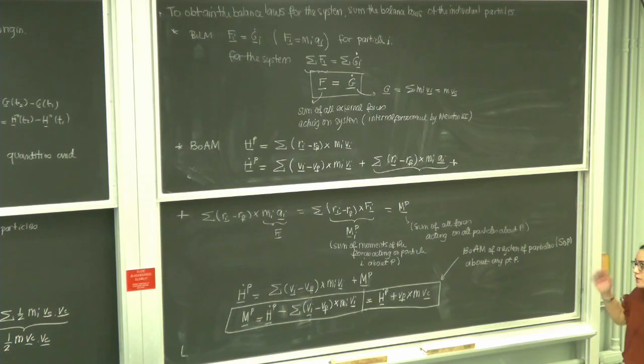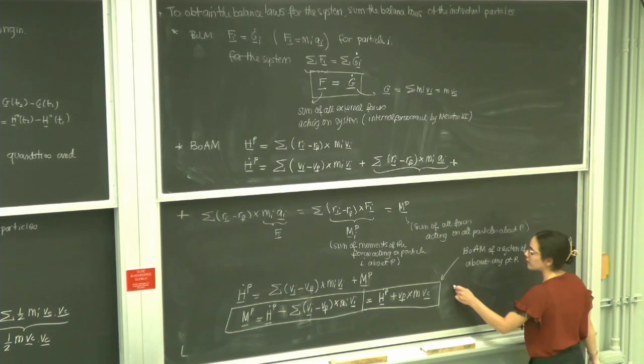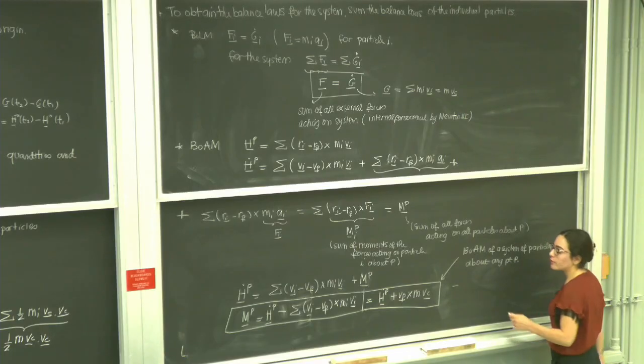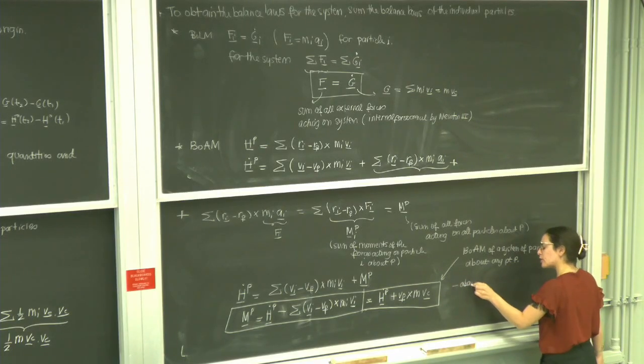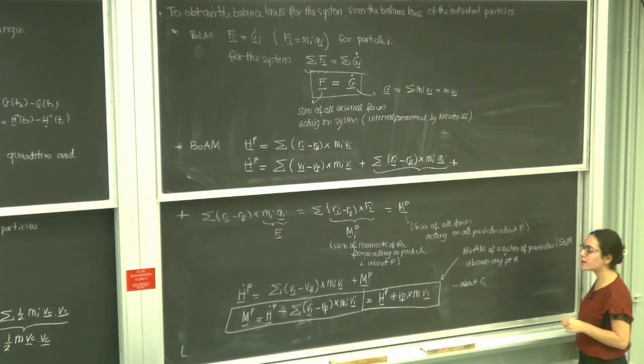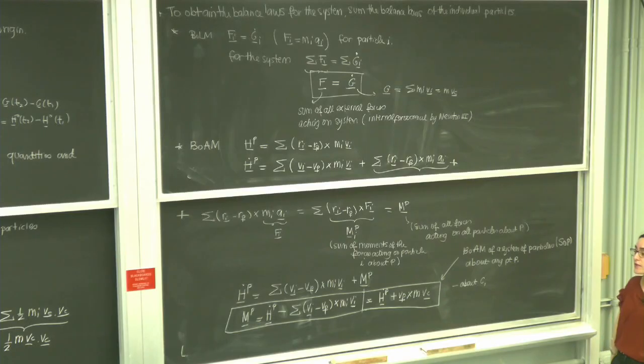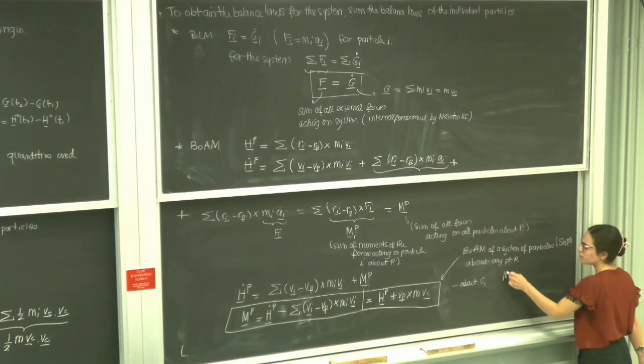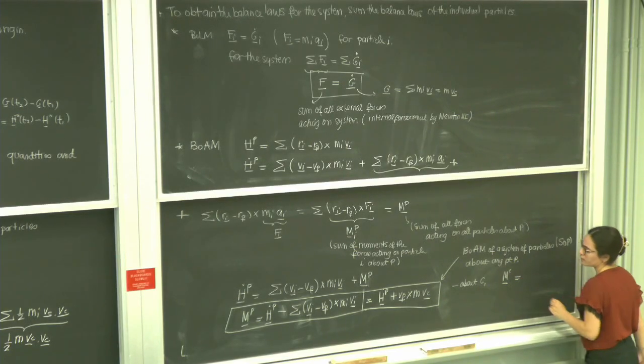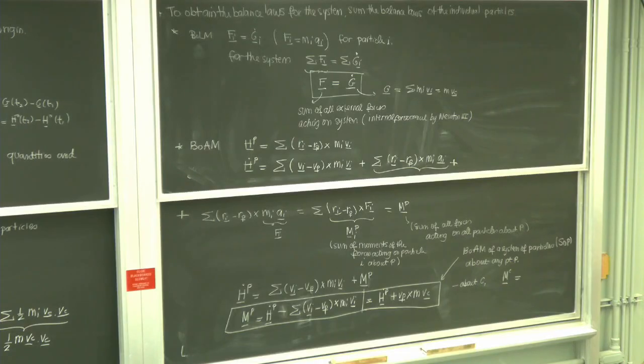Okay. So that's the balance of angular momentum about point P, and we can simplify it if we take the balance of angular momentum about C, the center of mass. How does this equation simplify? I'll get MC is equal to what? How does this equation simplify if I'm calculating the balance of angular momentum about the center of mass C instead of some random point P?